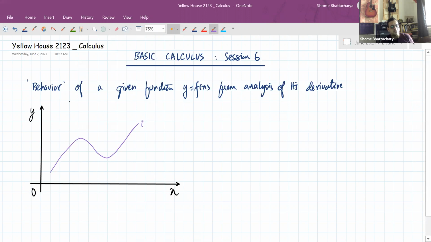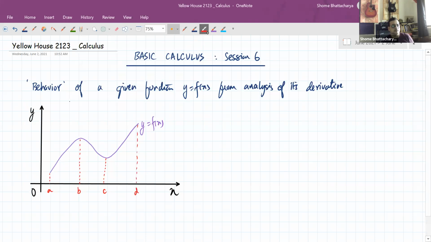Like for example, if this is the graph of the function y is equal to f(x), now you can see that between this point A, let's say, and this point B, where the function sort of peaks, and then after B it starts to drop. Then as it drops, it reaches the lowest point at C, and then again it starts to rise, and let's say goes up to D.